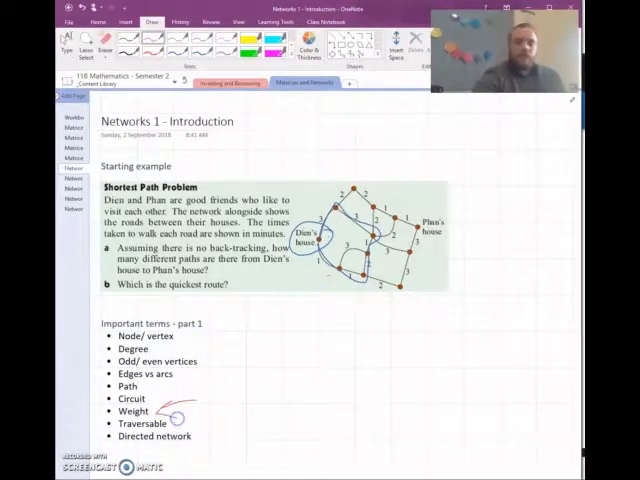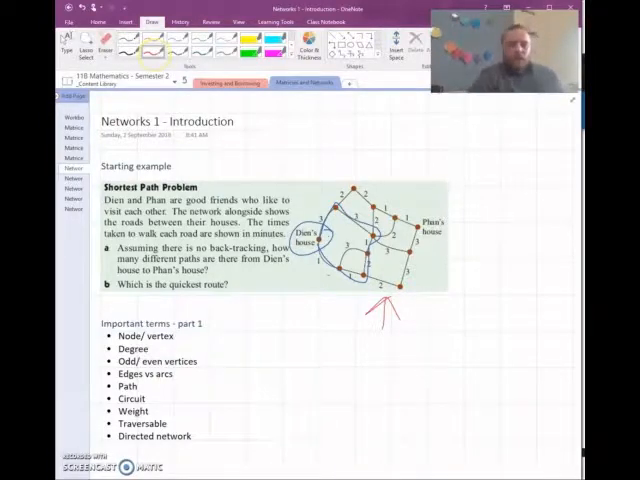Weight. So each of these edges has a different number, and in this example, they're minutes. We call that the weight. It's a way of measuring the size of an edge. So it could be in time, it could be in distance, or there are a few other examples.